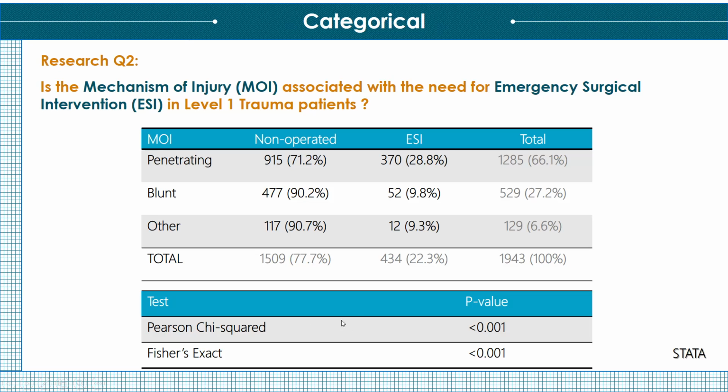Okay, so is the mechanism of injury associated with a need for emergency surgical intervention in trauma patients? You can see here from the Pearson chi-square as well as the Fisher's, it is significantly different. So again, we can see that 28% of penetrating trauma required emergency surgical intervention, compared to only 9.8% of blunt and 9.3% of other. So we can say that there's a trend that penetrating trauma requires significantly more emergency surgical intervention compared to patients with blunt or other trauma.